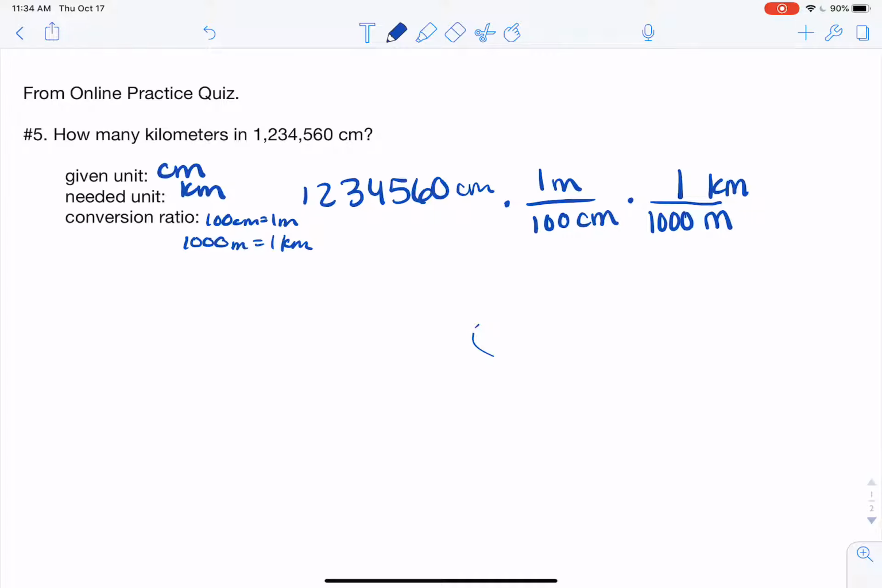Sorry, I have to go to my desk and get the calculator. So in my calculator, I am putting 1, 2, 3, 4, 5, 6, 0 times 1 times 1 is just going to be the same number. And then I'm going to divide by 100 and then divide by 1,000. And you would get 12.3456.